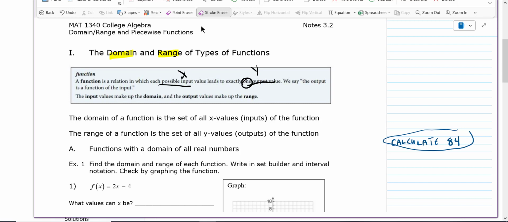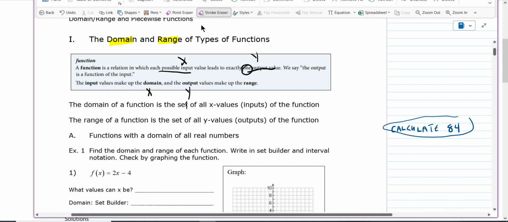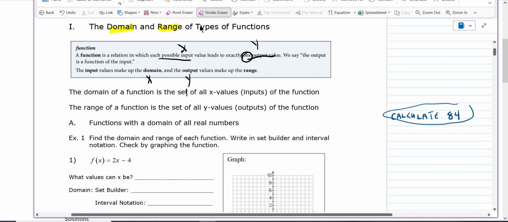So the input is your domain. Your domain is just the x values. Your output is your y values, okay? So I've typed that on there. Your domain is the set of all x, or the inputs. The range is the set of all y's, or that's your outputs. So when we do this section, we're going to do some graphs, and we're going to kind of do categories on here, okay? All right.